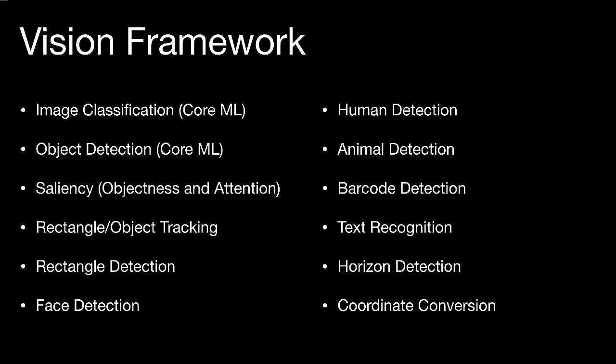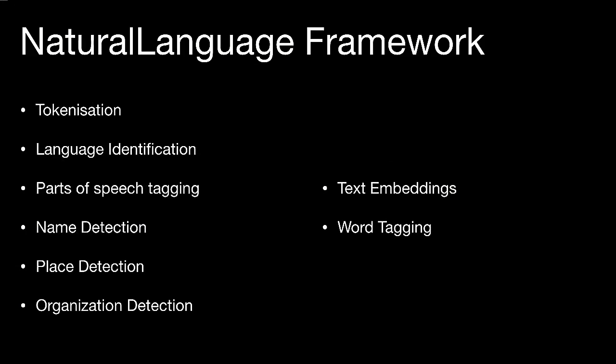And the Vision framework also allows you to run custom Core ML models through it, as well as give you things like image saliency, human and animal detection, etc. The Natural Language framework also has a lot of really cool features, including tokenization, and this is where you can do your word tagging.